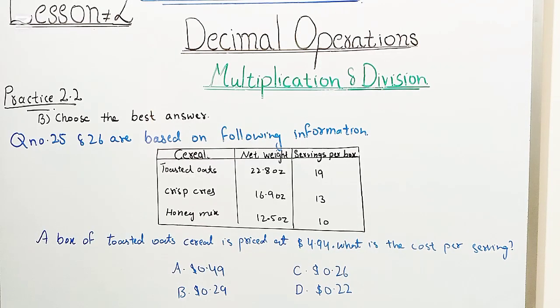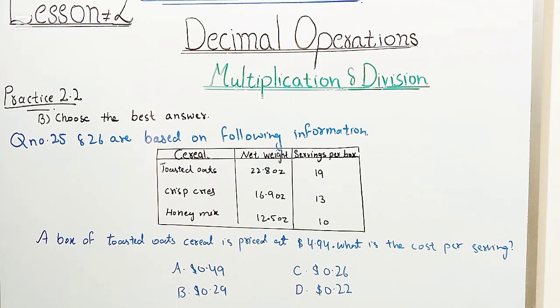Question number 25 and 26 are based on the following information which is given in this table. Toasted oats cereal has net weight 22.8, servings per box 19. Okay, next, Crisp Rice has net weight 16.9, servings per box 13. Honey mix net weight is 12.5 and servings per box is 10.